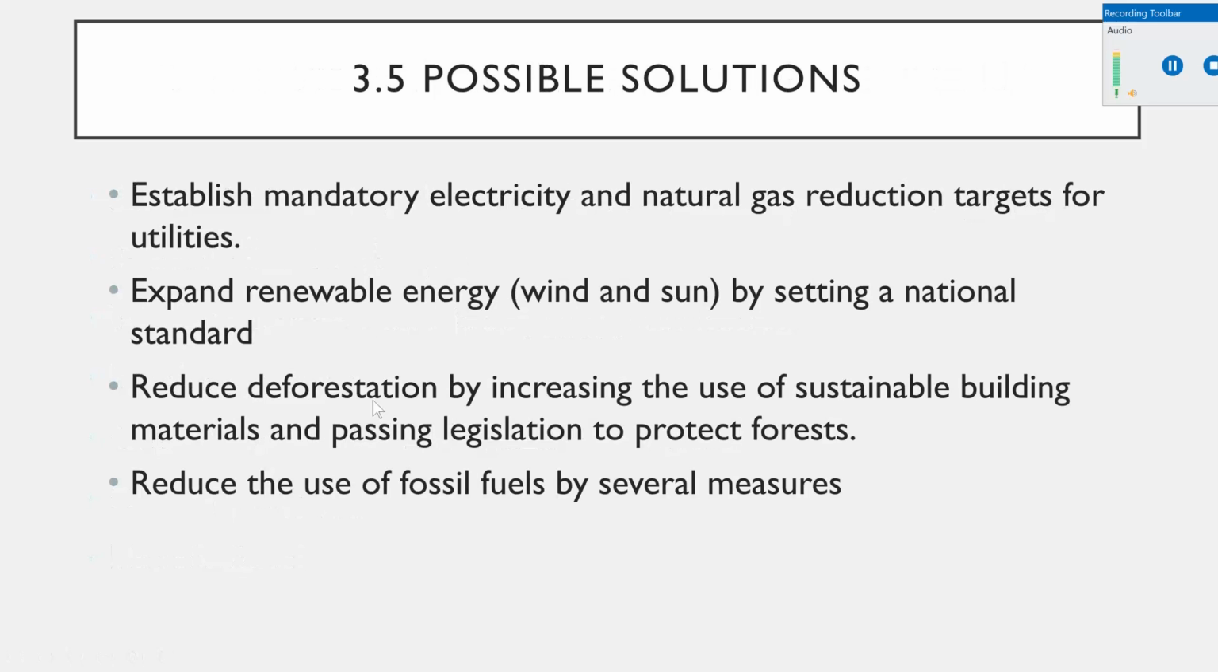The possible solutions are mandatory electricity and natural gas reduction targets for the utilities, and expanding renewable energy to cause less harm to the environment, and then reducing deforestation, increasing sustainable building and energy saving facilities, and reducing the use of fossil fuels to reduce the level of air pollution.